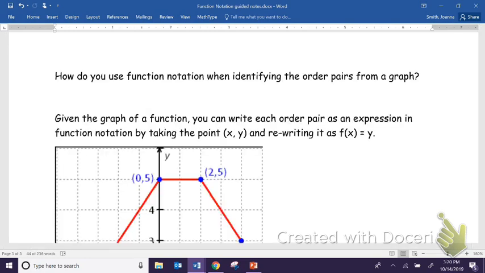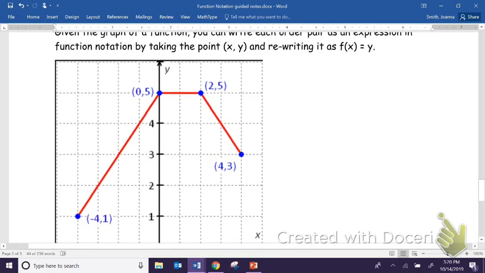After you've done the above questions, we can continue with what we're finally trying to achieve, and that's functions in context. So when we're looking at a graph, how can we use function notation when identifying the ordered pairs? Let's take a look at this. Given the graph of a function, you can write each ordered pair as an expression in function notation by taking the x and y and rewriting it as f of x equals y.